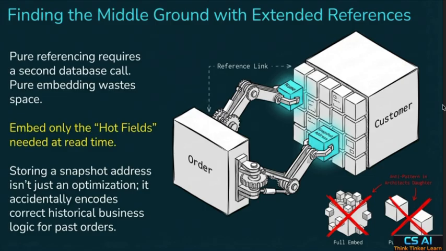Pure referencing requires too many database calls. Pure embedding wastes space. The middle ground is extended reference. We embed only the hot fields, like a customer's name and the current address, directly into the order document. This isn't just an optimization. It actually encodes historical business logic. If a customer moves next year, the historical order still contains the address where the package was actually delivered.